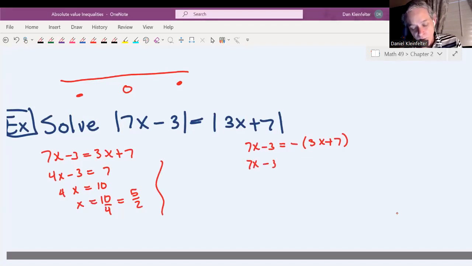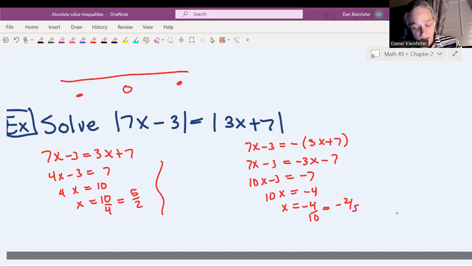Then for the equation on the right, my first task would be to distribute the negative. And then let's collect the x's on the left side. So we'll have 10x minus 3 is -7. And collecting constants on the right side, 10x will be -4, so that x is -4/10, or -2/5. All right, so that's pretty neat. So we have -2/5 and 5/2 as our possible values.